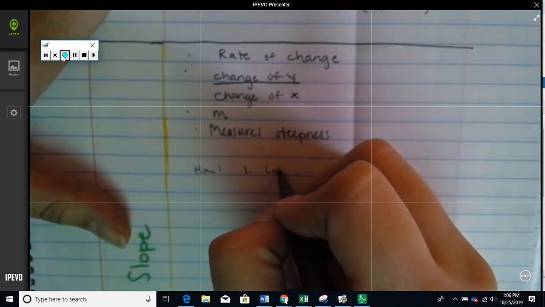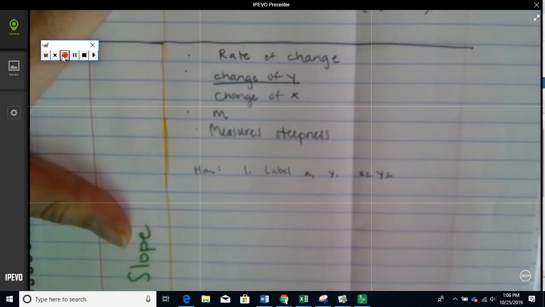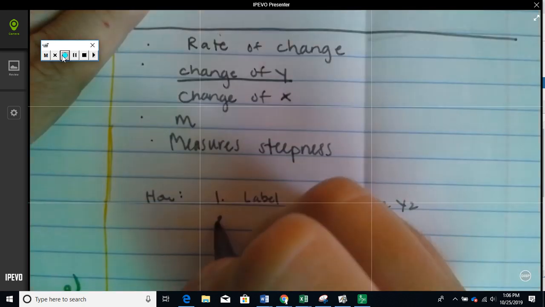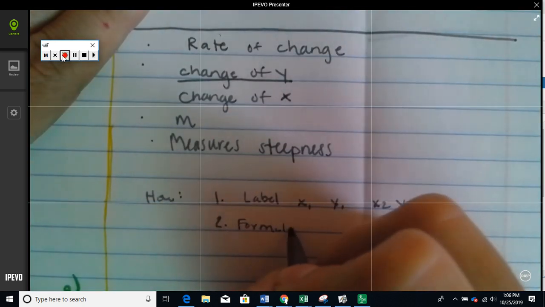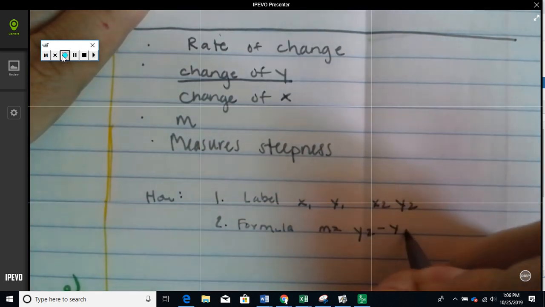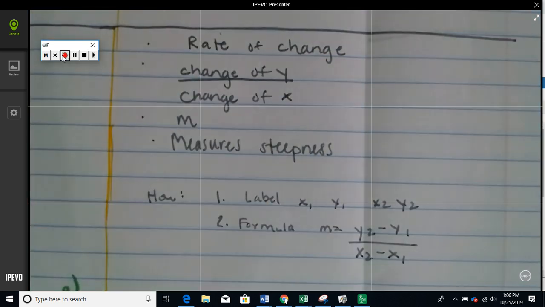First, we label x1, y1, x2, y2, just like we do in distance. The formula, though, for slope is different. The formula is y2 minus y1 over x2 minus x1. That's the formula for slope. So like I said, it's different than the formula from distance. They're two different formulas, but you need to always label x1, y1, x2, y2. And again, it measures steepness.